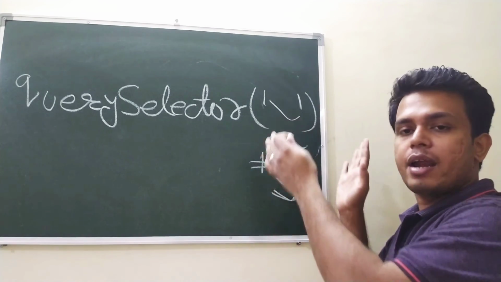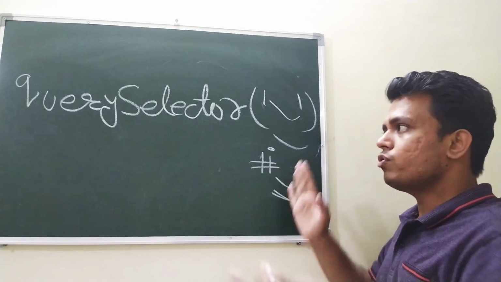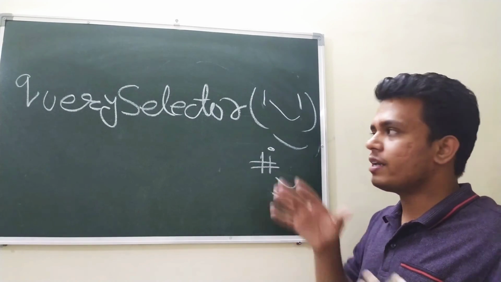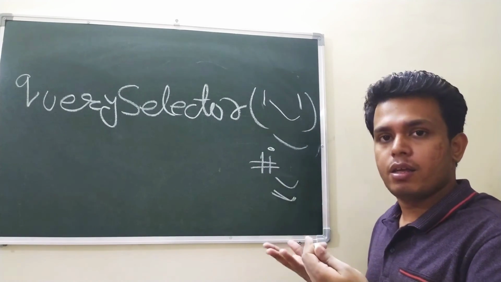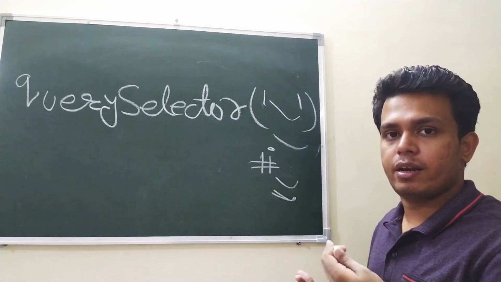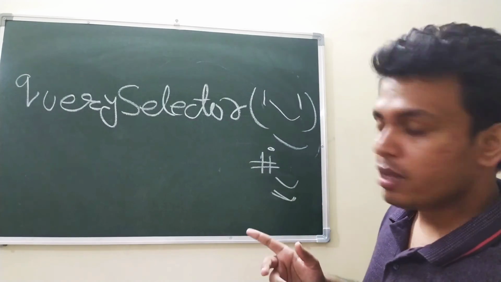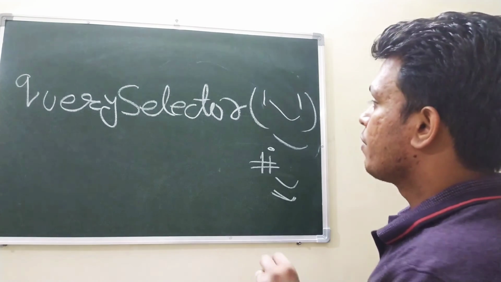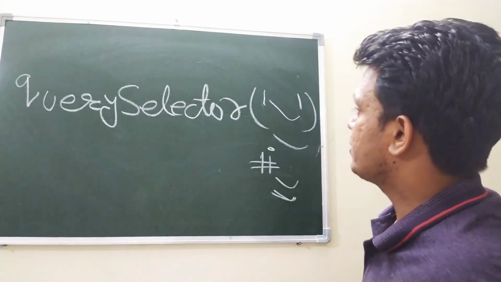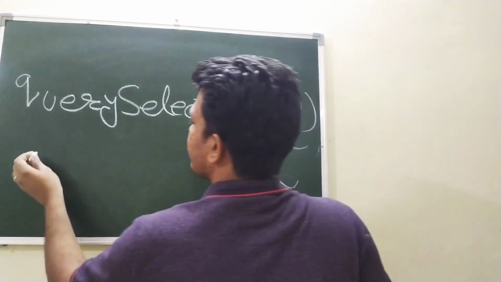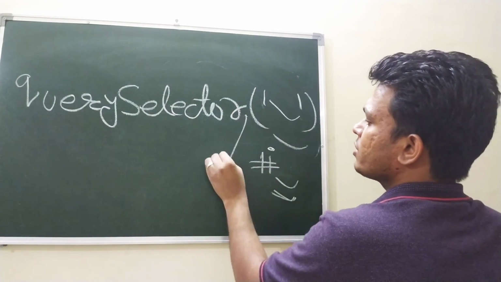I have described it very clearly in the article also. You can check that article in which I have elaborated the example more clearly. That will really help you. So after this, we have the last one, which is query selector all. There is one addition, selector all.